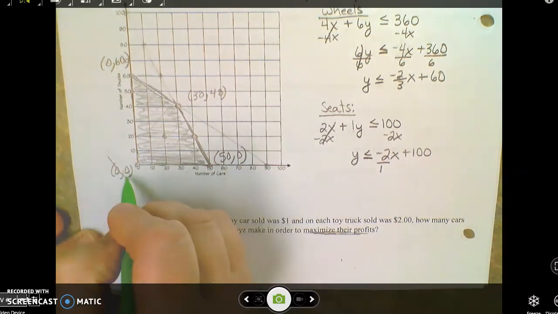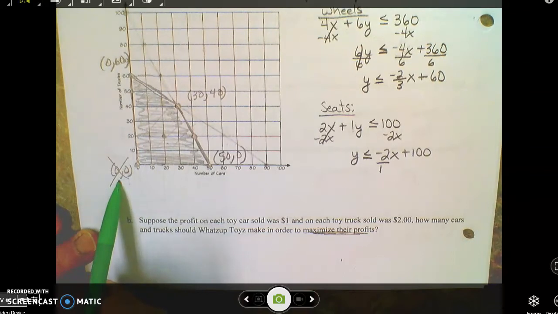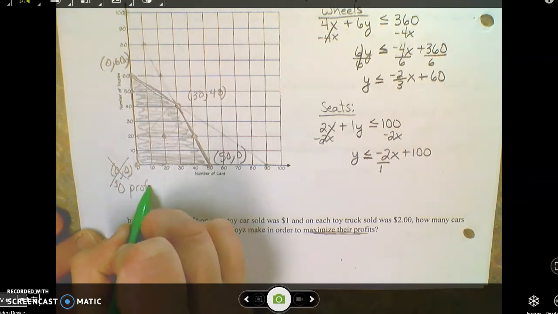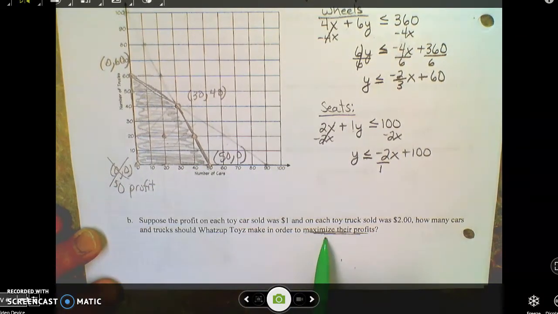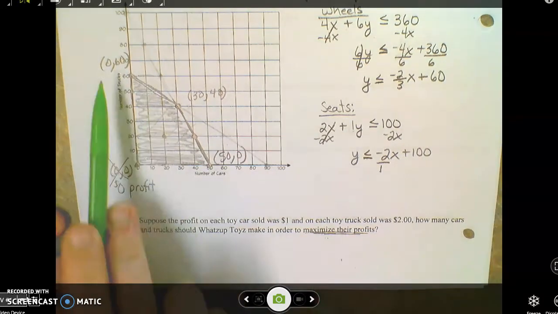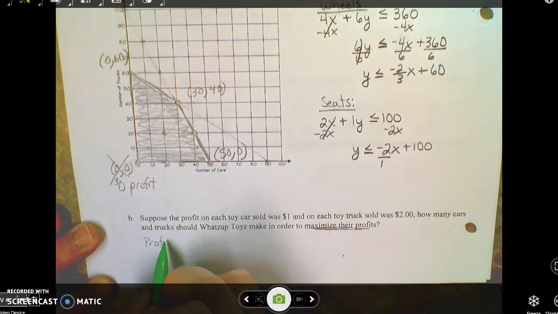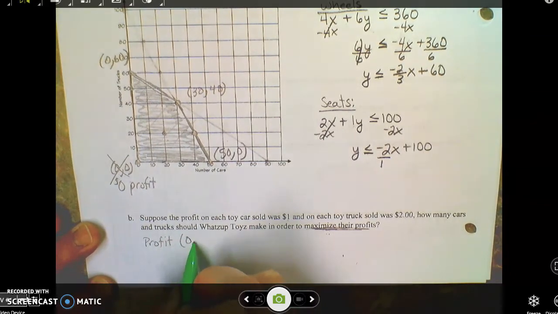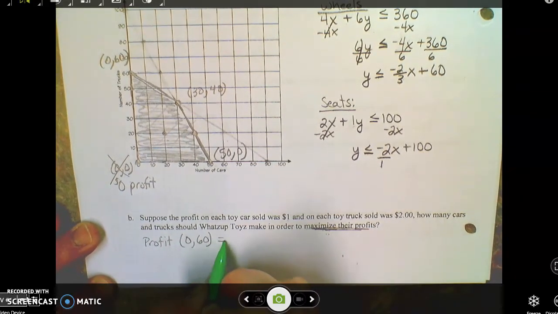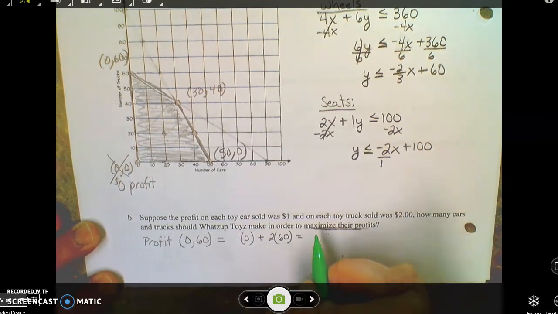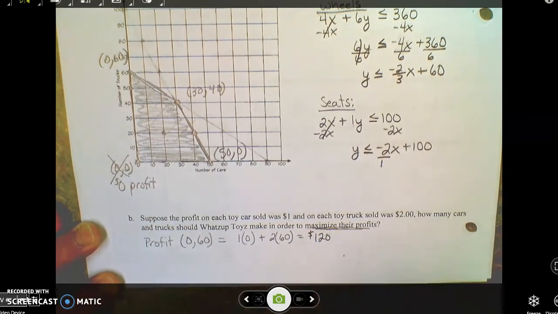Now this guy doesn't make sense. If I make 0 of each car, I'm going to make $0 of profit, which is not going to maximize my profits. But I don't know about the other ones, so I'm actually going to find my profits. So the profit, if I make 0 cars and 60 trucks, would be $1 times 0 plus $2 times 60, which would make a profit of $120.